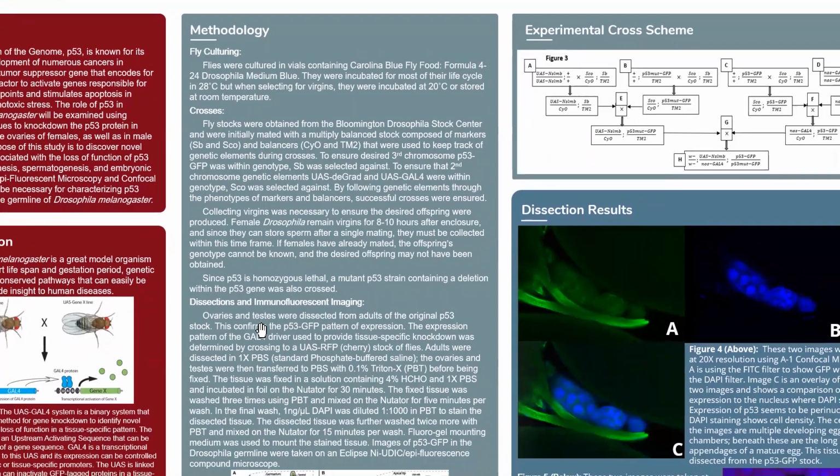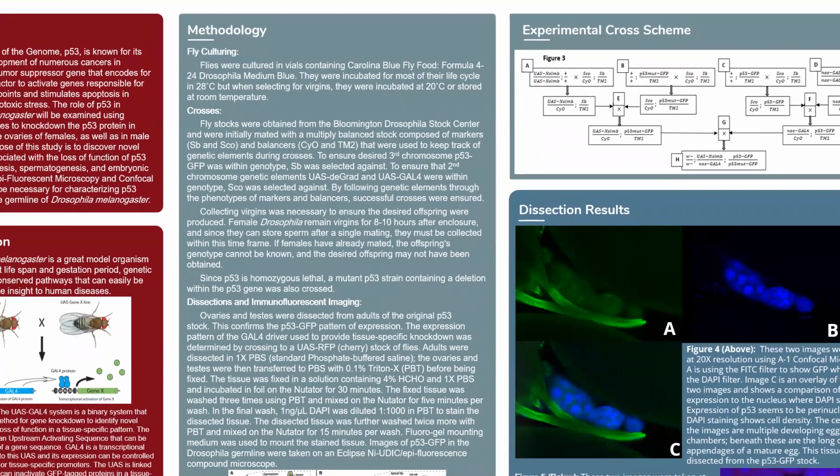Our fly stocks were obtained from the Bloomington Drosophila Stock Center, and they were initially mated with a multiply balanced stock of markers and balancers. The balancers are very important because recombination of these results in a lethal phenotype. So there's one for the second chromosome and one for the third chromosome. CyO, or Curly of Oster, is the balancer that prevents recombination for the second chromosome, and its phenotype is curled wings. And TM2 is the balancer for the third chromosome, and its phenotype is small bristles on the halteres.